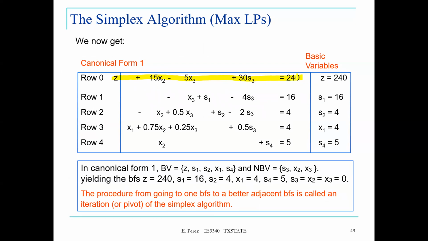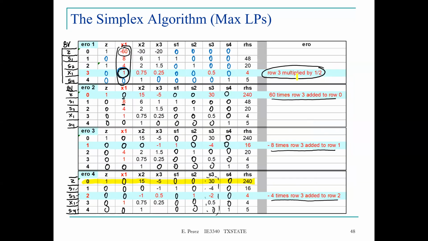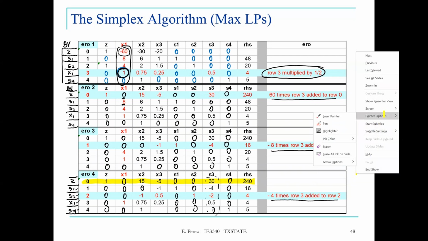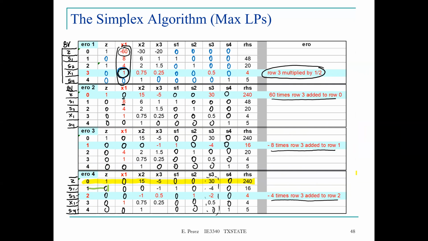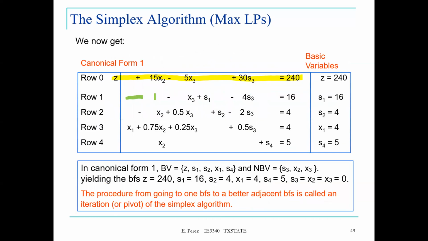Okay, so the objective function has increased from 0 to 240. And then the rest of the rows in the tableau, this row, this row, this row, and this row are represented here.